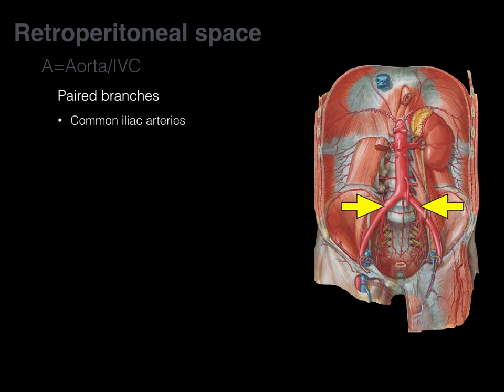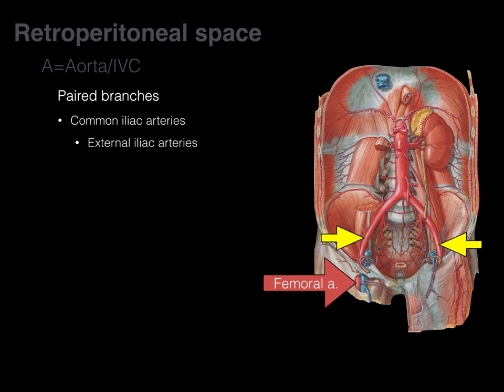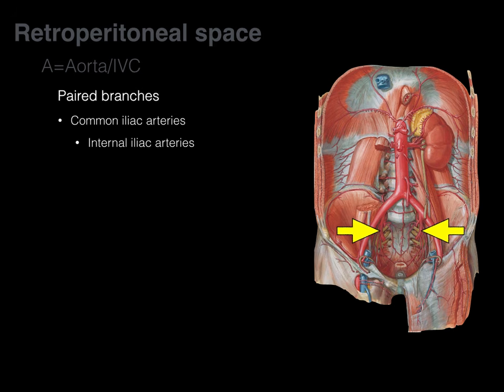And then we have our common iliac arteries, which is the bifurcation of the aorta down at the bottom near the ala of the sacrum. Common means it's going to branch. So the common iliac arteries are going to branch into an external iliac artery, which after going through the inguinal ring will become the femoral artery, and then the internal iliac arteries, which supply the pelvis and perineum.